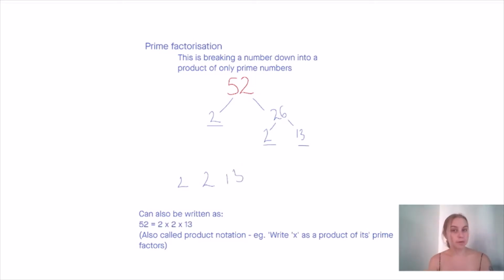This can also be written as 52 equals 2 squared times 13, like I've written down here. So once you've done the tree, you would write it down like this. That's called product notation. Basically, that's what you would give if you got asked to write down any given number as a product of its prime factors. That would be the best way to write it down for the answer, and it's the best way to summarize what you've worked out in that tree.